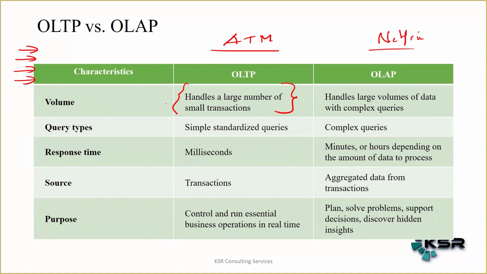So in terms of volumes, it can handle a large number of small transactions. In one day, you have transacted 27 times or 30 times. All 27 times, 30 times, it has to go and update. So volume will be more number of transactions. Query type, very simple. Response time, I'm not even considering seconds, try to understand. I'm considering milliseconds. And mainly we have transactional data.